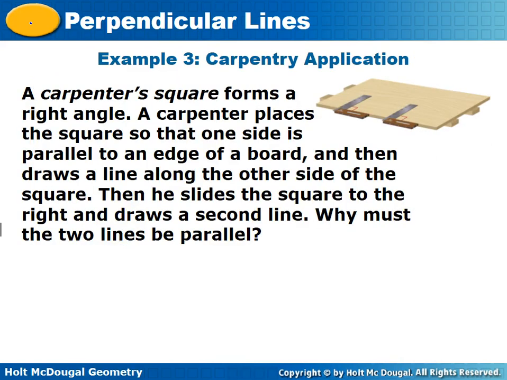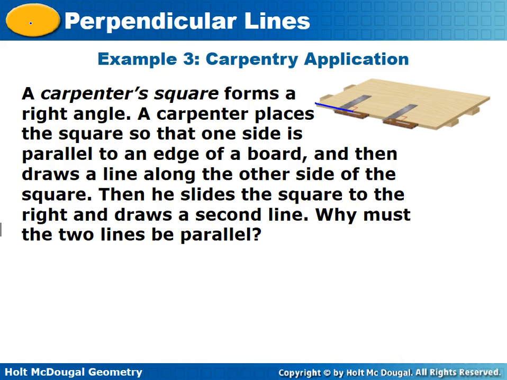On this one, a carpenter square forms a right angle. A carpenter places a square so that one side is parallel to the edge of a board and then draws a line across the other side, along the other side of the square. Then he slides the square to the right and draws a second line. Why should the lines be parallel?